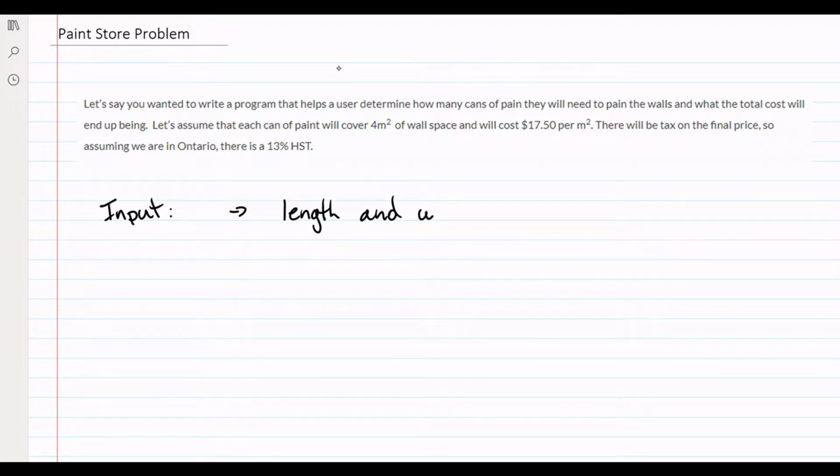So I need the length and the width. You should think about what type of numbers those might be. I'm thinking in this case they'd probably be some type of floating point values. You're not necessarily going to get an even meter measurement for your wall. That's important because we need to do our conversions into float values when we actually write the Python code.